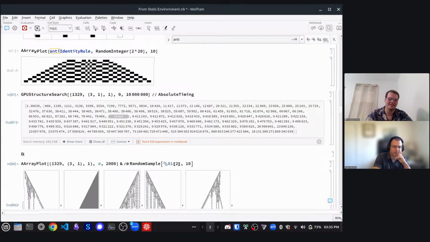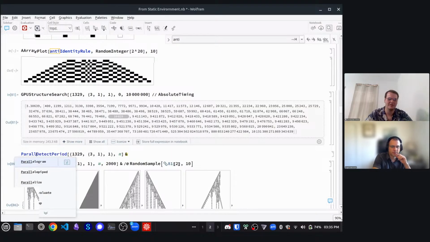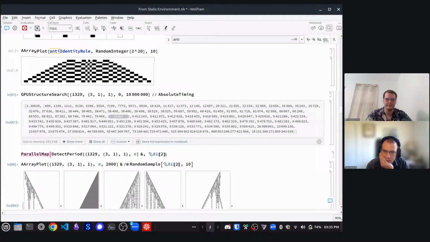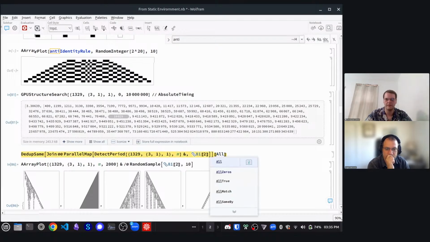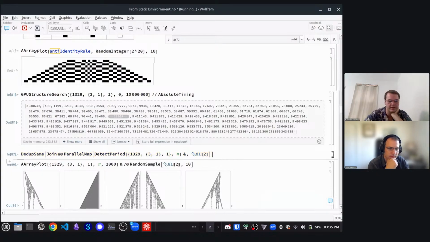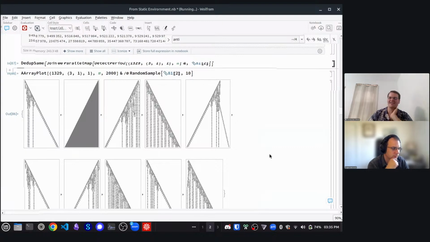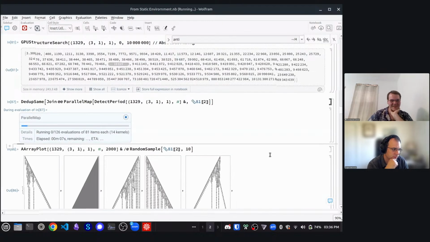Well, I do happen to know that 1329 is one of the slowest ones because it has so many glider guns, and glider guns sometimes take a really long time. But I can try to do a parallel map of detect period over, what is it, %81. Yeah. But yeah, part 2. Yeah, and then if I join all of them and dedupe all of the same structures, then I'll get something like, let's see how long that takes. It'll either go very quick or very not quick. And my bet's on very not quick.